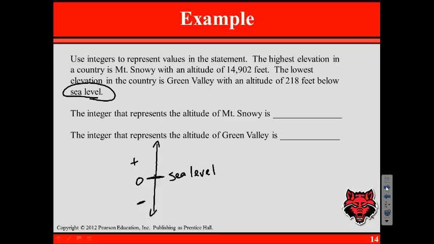So when it says Mount Snowy has an altitude of 14,902 feet, well, we know that mountains are above sea level. So that's going to be a positive 14,902. When we see that Green Valley has an altitude of 218 feet below sea level, well, that would be a negative value, negative 218. Let's use that information to answer the two questions shown. The integer that represents the altitude of Mount Snowy, we said is a positive value, and the magnitude is 14,902 feet. The integer that represents the altitude of Green Valley, it was below sea level, so it's a negative value, and its magnitude was 218 feet.